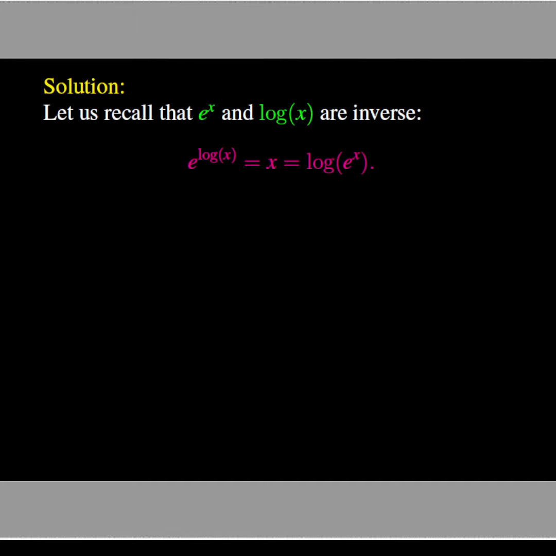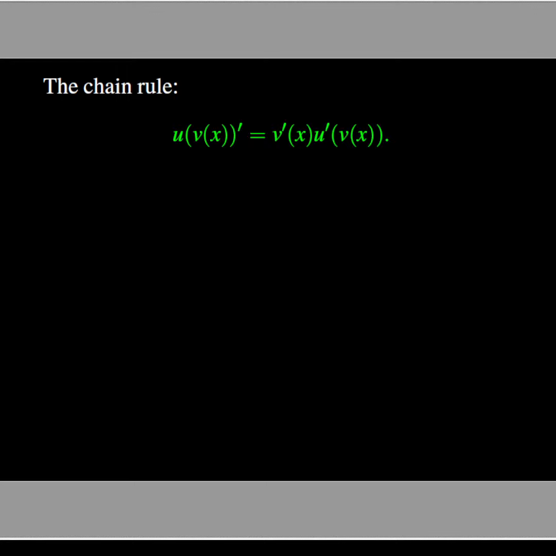In order to simplify this expression, we will use the properties of the exponential and logarithmic functions. We know that the exponential of log of x is equal to x, which is also equal to the logarithm of the exponential of x. Observe that we will also have to use the chain rule. We know from the chain rule that the derivative of the composition of two functions u of v of x is equal to v prime of x times u prime of v of x.